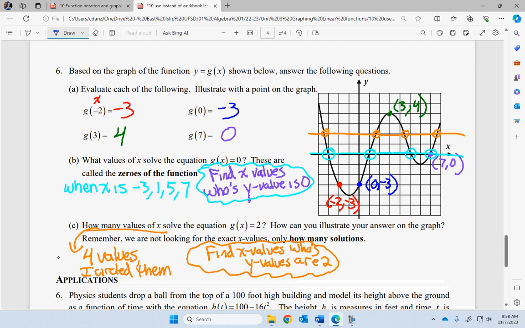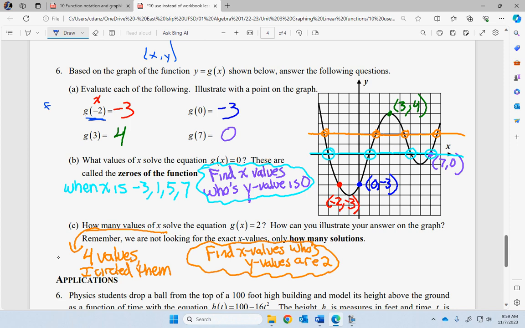Now we're taking a look at a graph. Remember, we talked about that inputs and outputs are actually points, right? If an input is x and an output is y, I should be able to plot it on the coordinate plane. So they gave us a graph of a function. They're asking me what is g of negative 2.